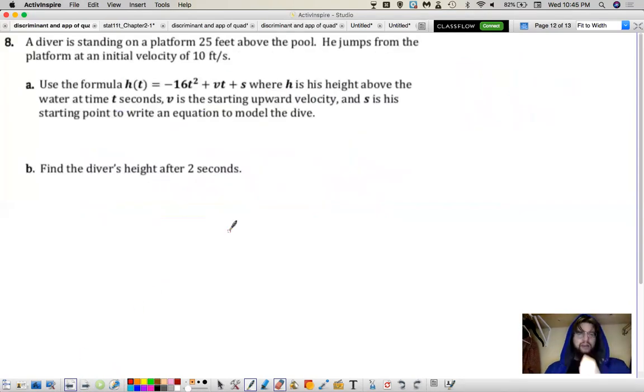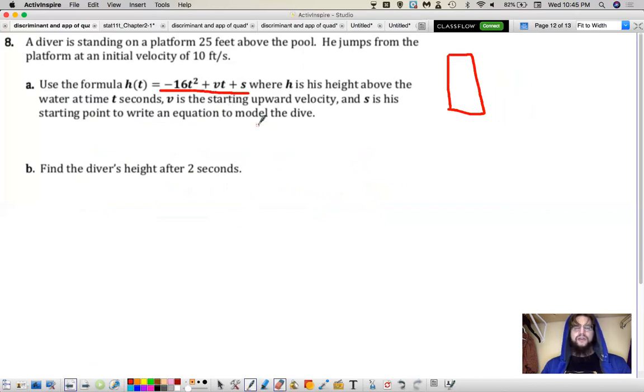A diver standing on a platform 25 feet above the pool. He jumps from the platform with an initial velocity of 10 feet per second. And again, you don't have to draw a diagram because you're not in physics. They give you the equation. Oh, hey, they gave you the general equation. Maybe you do want to know a little bit of physics.